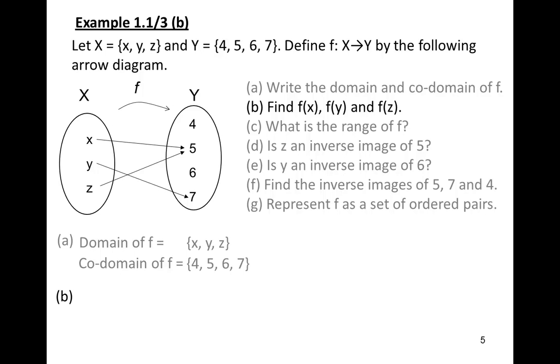Part B. Find f of X, f of Y, and f of Z. Well, f of X is the image of X under function f. Let's focus on the input little x. If we follow the arrow, we should reach the image f of X, which is equal to 5. Next, to get f of Y, let's focus on the input little y. If we follow the arrow, we should reach the image f of Y, which is equal to 7. Finally, to get f of Z, let's focus on the input little z. If we follow the arrow, we should reach the image f of Z, which is equal to 5.